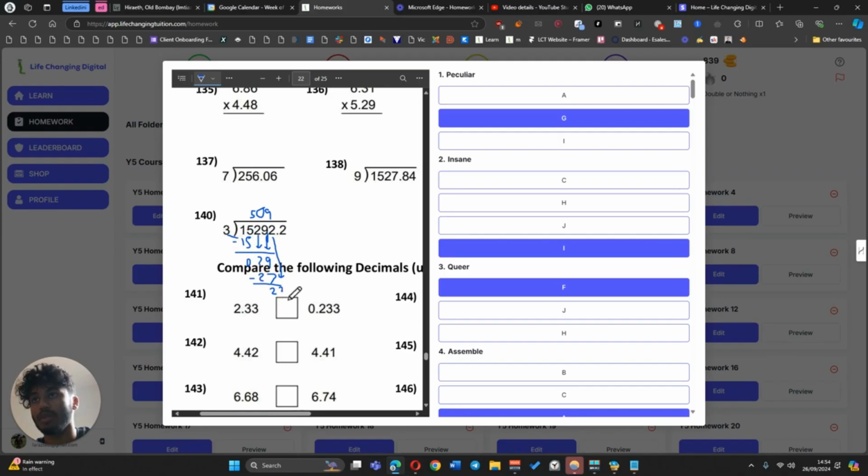3 into 22 is 7. And then we bring the decimal point up. And we bring the final 2 down, and 3 into 12 is 4, and that's our answer.